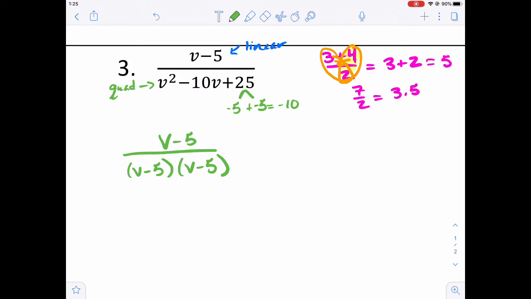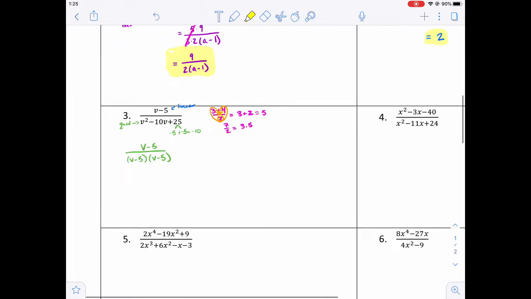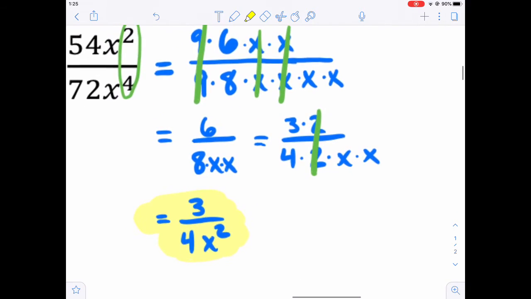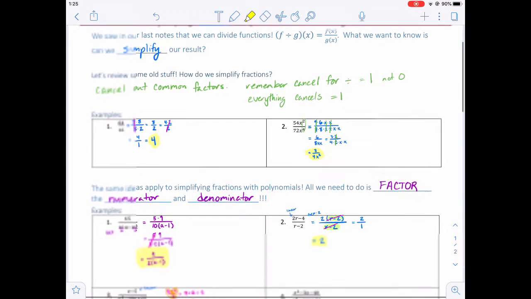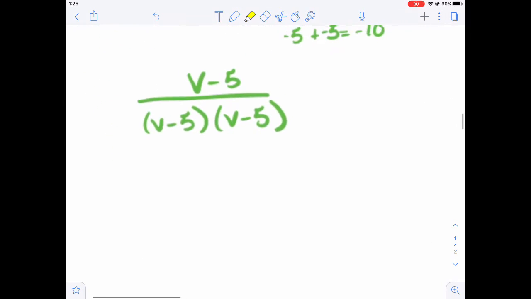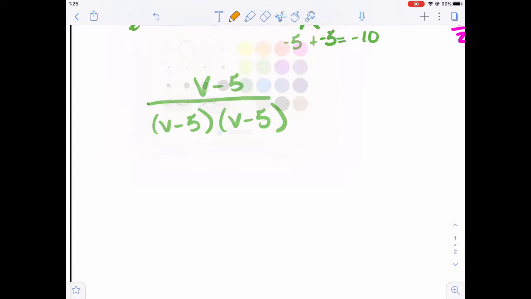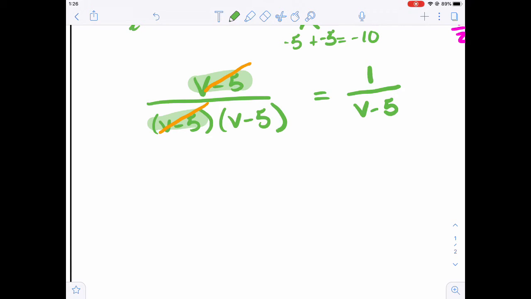Now there are 2 on the bottom and 1 on top. Just like up here, where we can only get rid of matching ones, it's the same down here. This v minus 5 on top only gets rid of one other one on the bottom. So we have a v minus 5 on top and a v minus 5 on bottom. They're going to cancel each other out. We're still going to be left with 1. Where is it? It is on the denominator. It needs to stay there. When we cancel, we are left with a 1. So this is going to leave us with 1 divided by v minus 5.